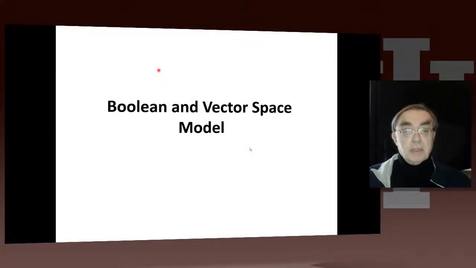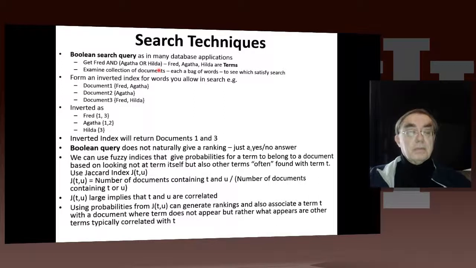Let's now discuss the basic information retrieval view of search, which is Boolean and the vector space model. Boolean search is what you always think about when you think of search. There are still many systems which use this method, which they really shouldn't.